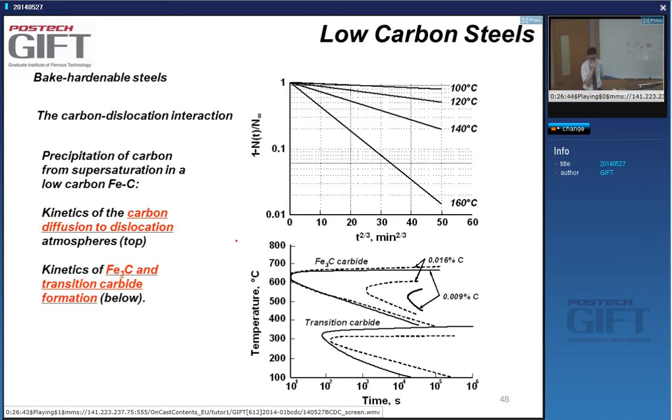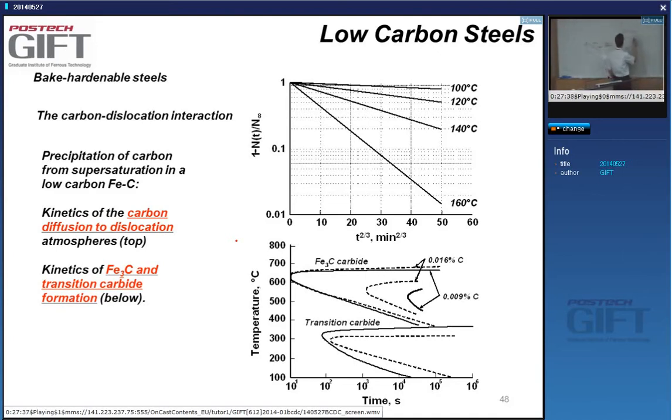Now, when it comes to carbide formation, the question is, what type of carbide do we form? This is a diagram showing the precipitation time-temperature kinetics for carbon supersaturated ferrite at different temperatures as a function of time. I want to remind you that paint baking is done at 150 to 200 degrees C, so it's around this temperature, and the times are of the order of minutes.